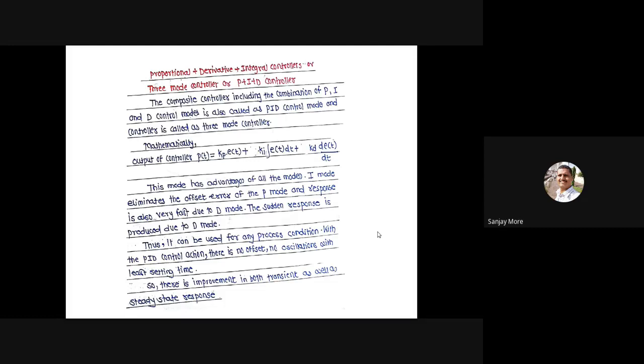Mathematically, the output of the controller P of t is equal to Kp into E of t, proportional control output, plus derivative control output Kd d by dt E of t, plus integral control output Ki integration of E of t dt.